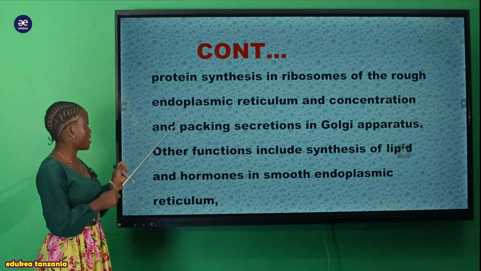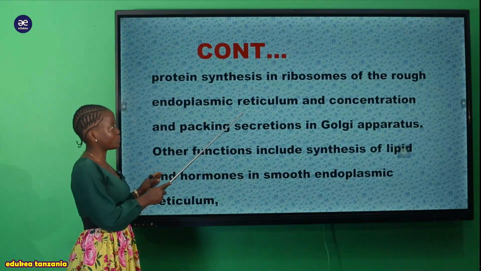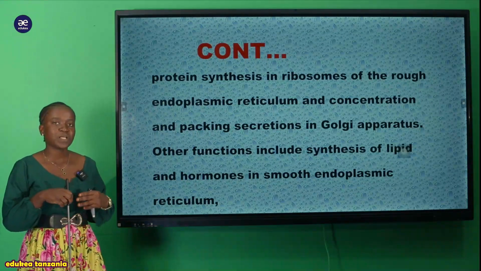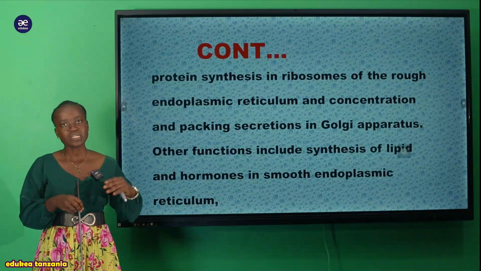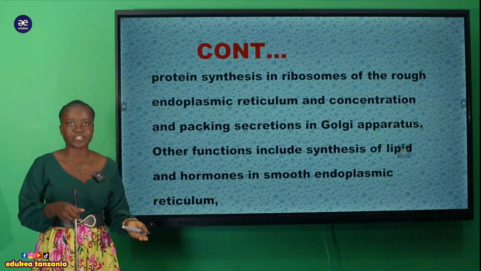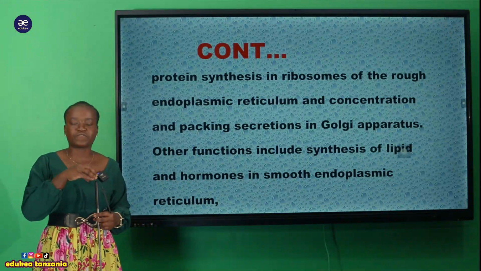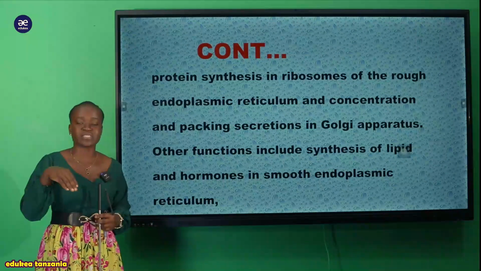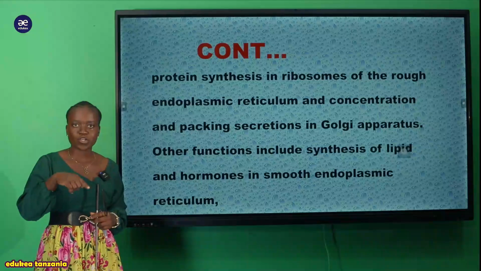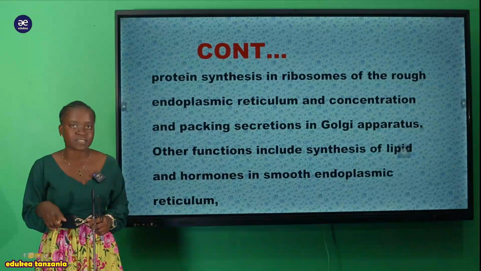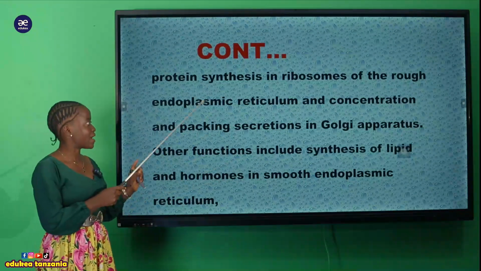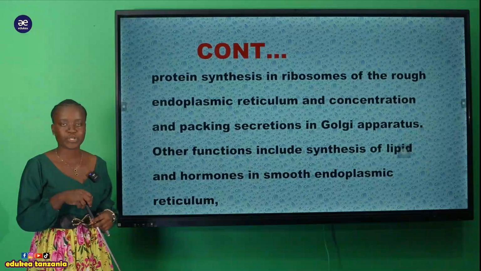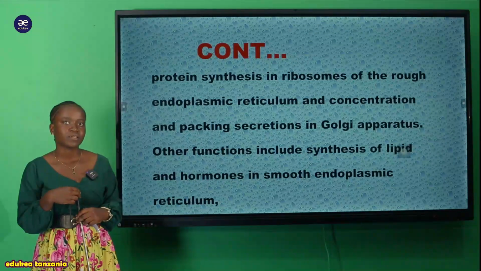Lakini ukija kwenye hii organelle nyingine ambayo inaitwa rough endoplasmic reticulum, I have explained to you earlier that this rough endoplasmic reticulum is composed of the ribosome. Within, or we can simply say that it is surrounded with the ribosome. So zile ribosome ndizo ambazo zitatumika sasa kwenda kutengeneza protein within a body of living organism.